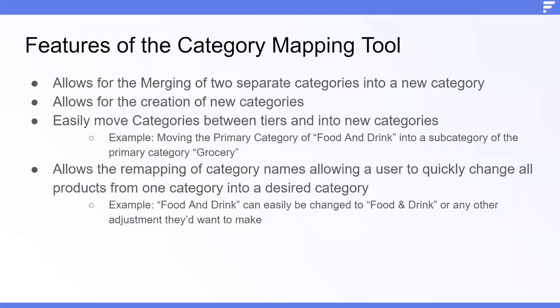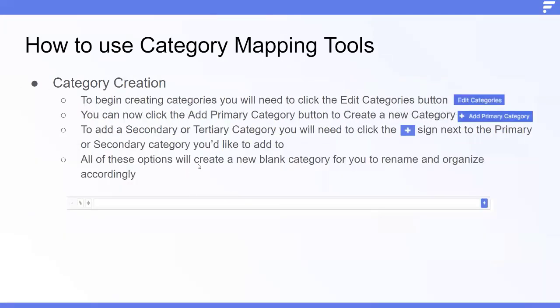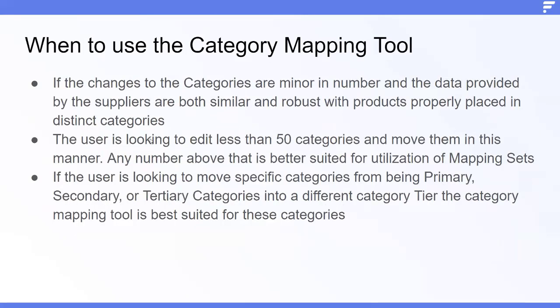All right. So moving on. So these slides are just explaining all those tools that I just went over with you guys here. Moving, renaming categories, all that stuff. When to use the category mapping tool. If the changes to the categories are minor in number and the data provided by the suppliers are both similar and robust, with the products properly placed in distinct categories.